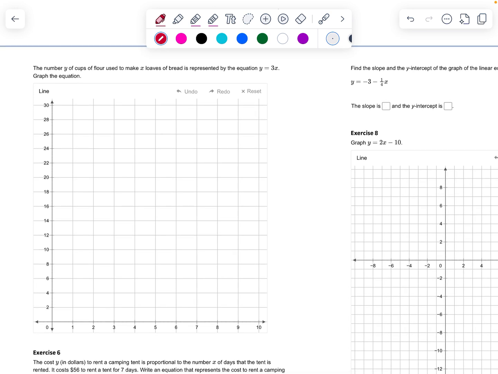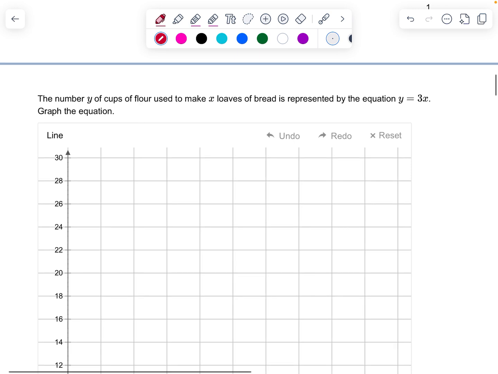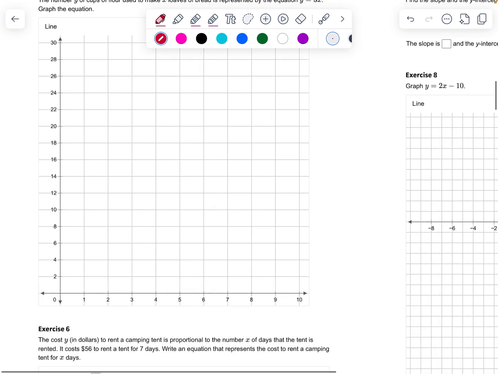Number of cups y of flour used to make x loaves of bread is represented by the equation y equals 3x. Graph the equation. Okay, so what are we dealing with here? We're dealing with 1 through 10 on the bottom, right? And we're dealing with 1 through 30 on the top.